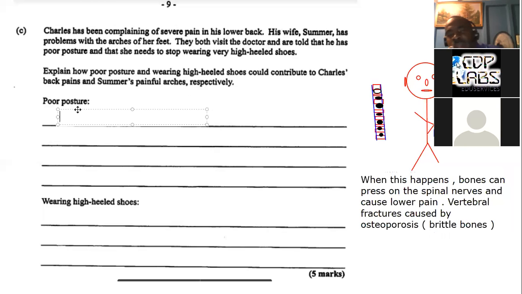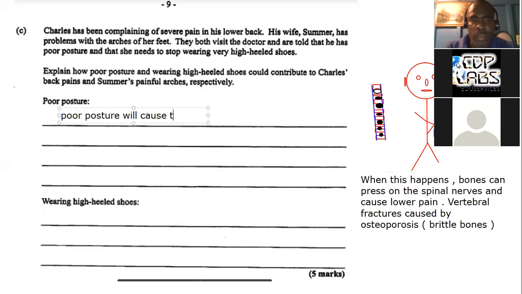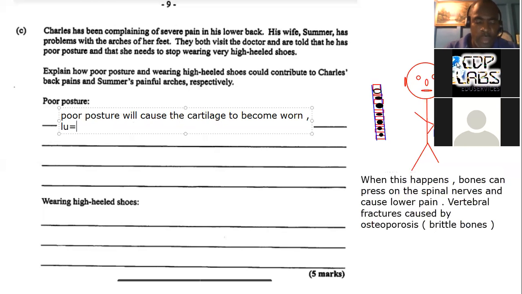Okay, read again. The cartilage can become worn and the ligaments distorted. The cartilage is worn, right? So poor posture causes the cartilage to become worn. Because the cartilage becomes what? Worn. And the ligaments distorted. And the ligaments what?